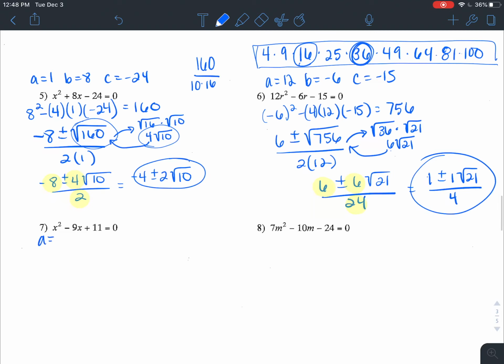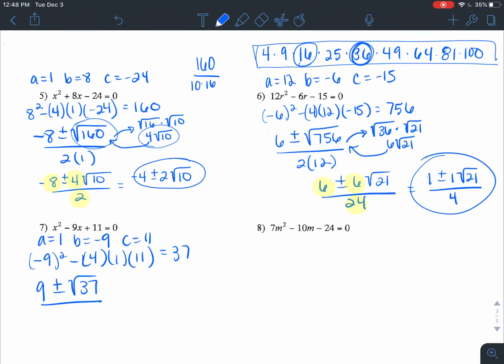All right, so A is 1, B is -9, and C is 11. So I'm starting with -9 squared, put that in parentheses, minus 4, 1, and 11. All right, so when we do that, we get 37. So negative b plus or minus, and our b is already negative, so it becomes 9 plus or minus the square root of 37 all over 2 times 1.